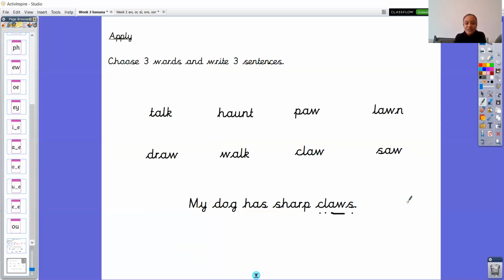Claws. So don't forget when you write your sentences, capital letters, full stops, finger spaces, write it on the line thinking about your handwriting. Okay, so pause the video to do that. And then don't forget to take a picture to pop it onto Class Dojo.